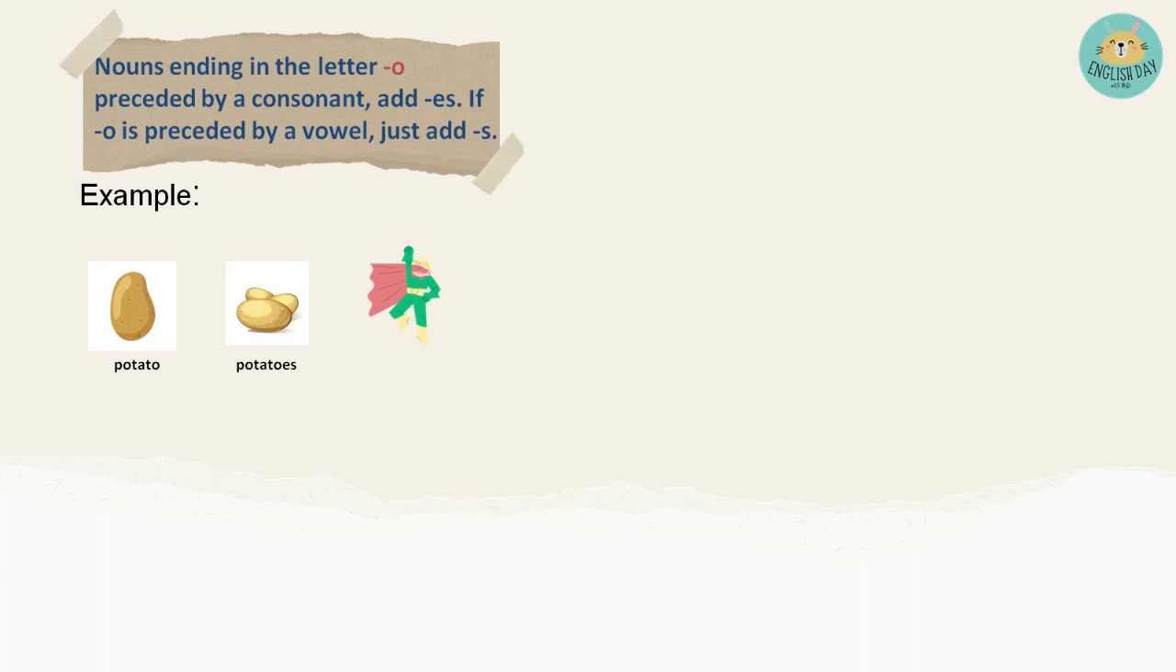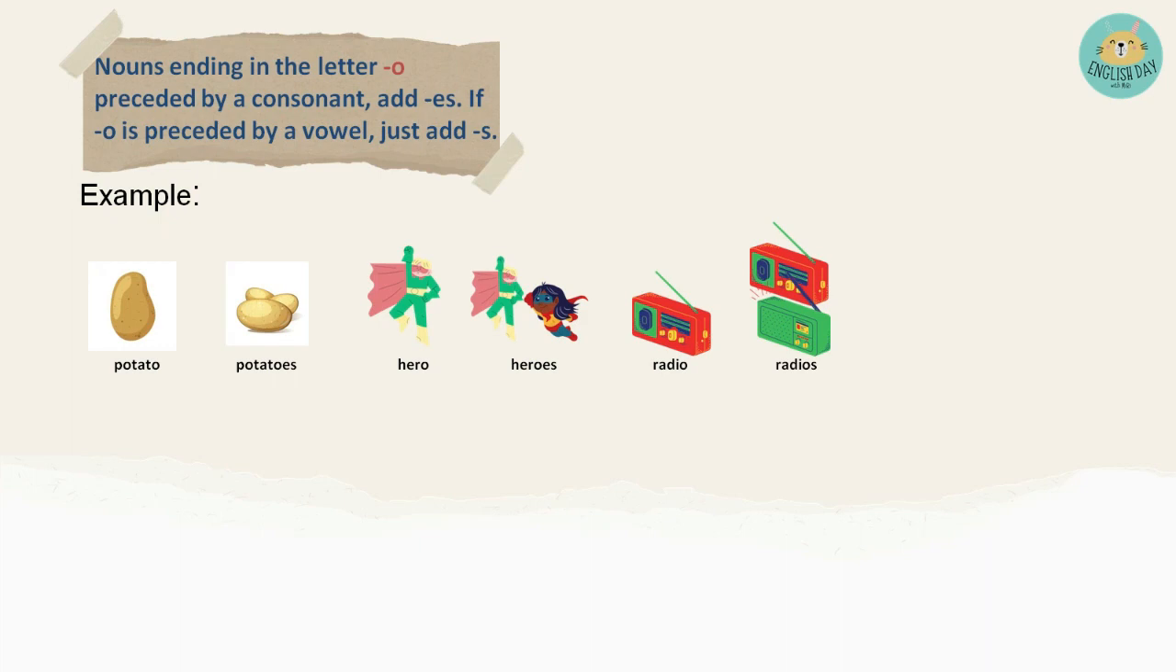For the next one, let's have hero, heroes, radio, radios. Now this time, we have an example wherein the letter o is preceded by another vowel, which is letter i. So this time, we only need to add s to make it plural. Photo, photos.